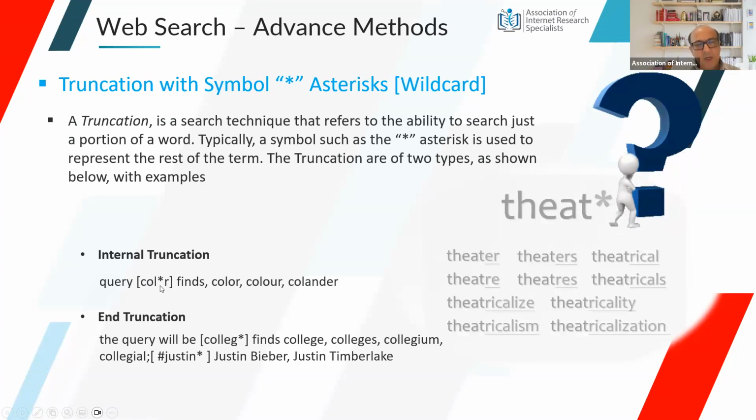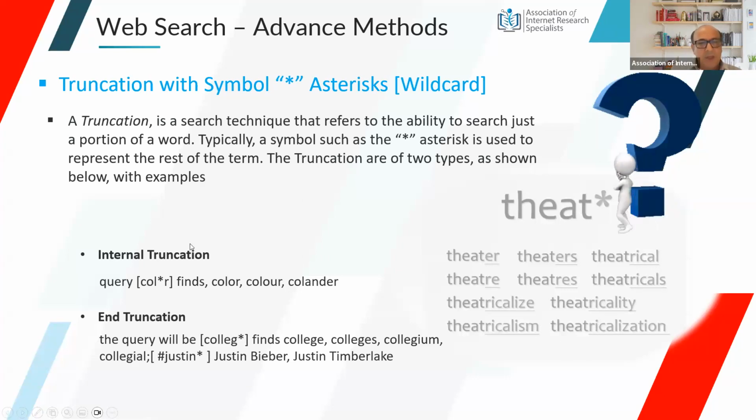So where the placement is will depend on what part of the spelling or wording is missing. In this case, because the asterisk placement is in between a single search word, color, it is called internal truncation. If it is placed towards the end of a word or a search phrase, it is called end truncation.